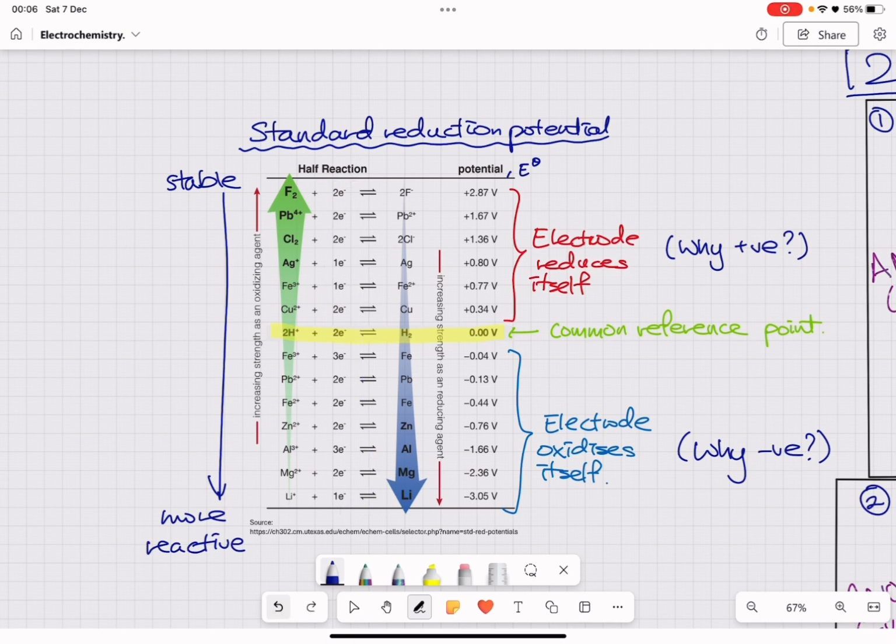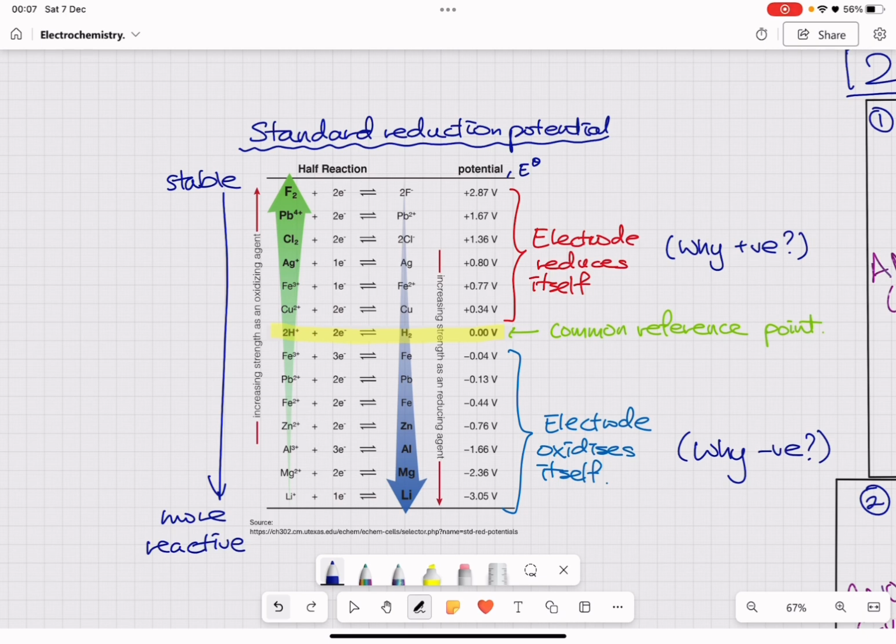So yeah, we have positive electrode potentials and negative electrode potentials. The more positive the values are, the more stable the electrode is. The more negative the values are, the more reactive the electrodes. And I won't be diving further into why they are stable or why they're reactive.